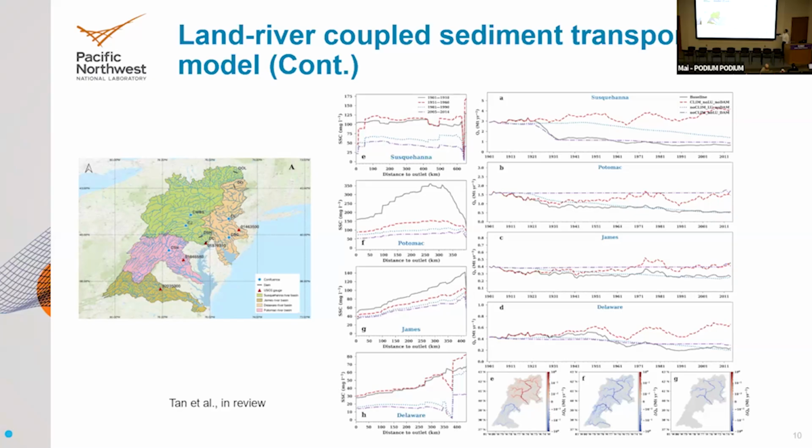So this is a very busy figure, but let's say the left panels show how the suspended sediment concentration, SSC, changes. We can see our model can simulate the dynamic change of SSC along the river channels. The zero is the river outlet, this is the headwater, and also between different decades. So you can see we simulate different decades. Let's take the Susquehanna River as an example. You can see the abrupt drop here and here of SSC along the river channel. This is due to the existence of dams.